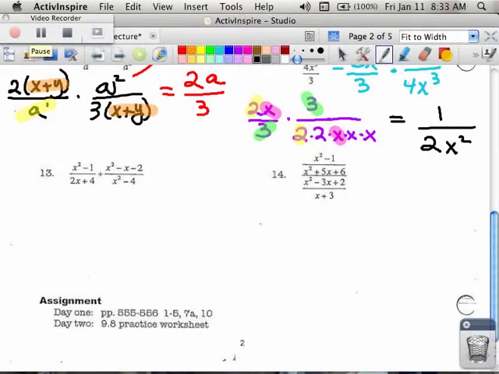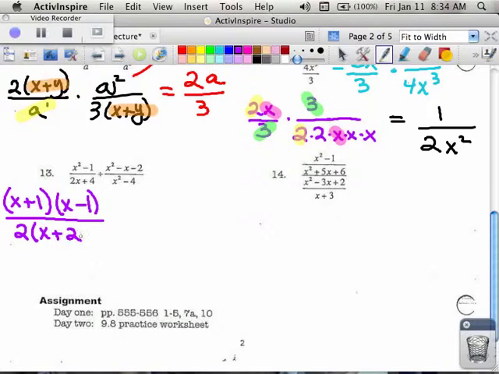In number 13, I see in the first fraction an x squared minus 1. That is the difference of 2 squares. So I write it as x plus 1 and x minus 1 being multiplied. That's the first fraction. On the bottom I see 2x plus 4. I could also factor that. That would be 2 times parentheses x plus 2.